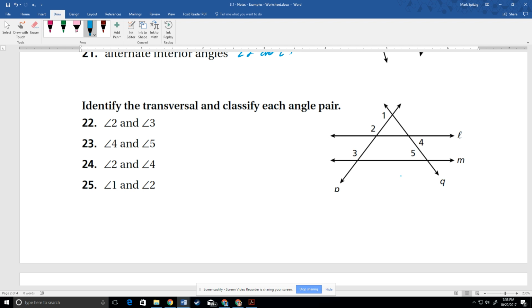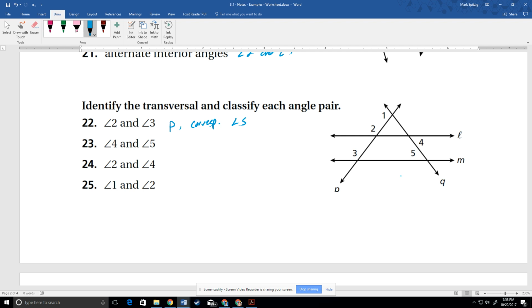But the transversal is going to be the line that they're both on, which I think is supposed to be P. It's cut off, so that's got to be P. And those are both in the top left. So they're in the same corresponding location. So they're corresponding angles. Is what I put.